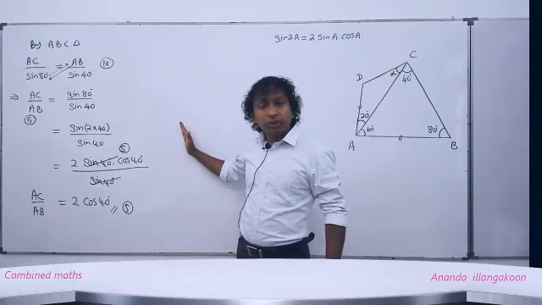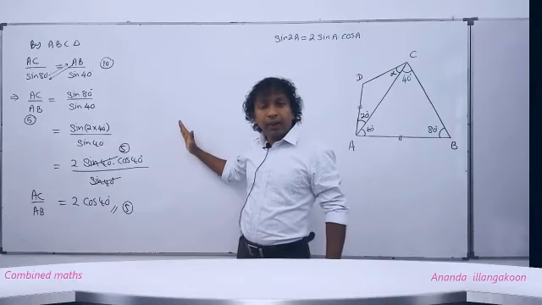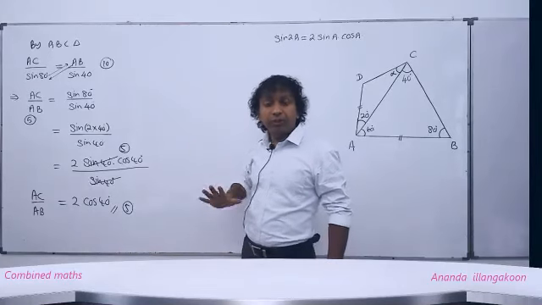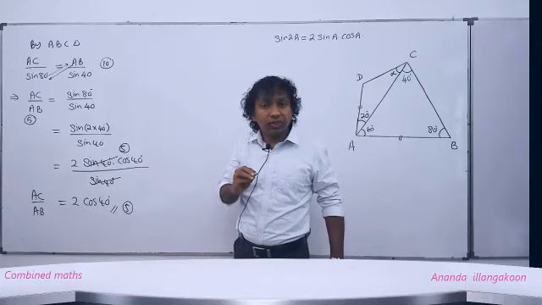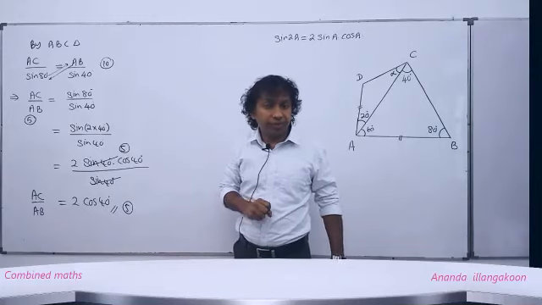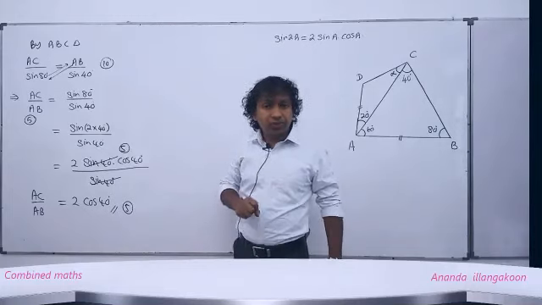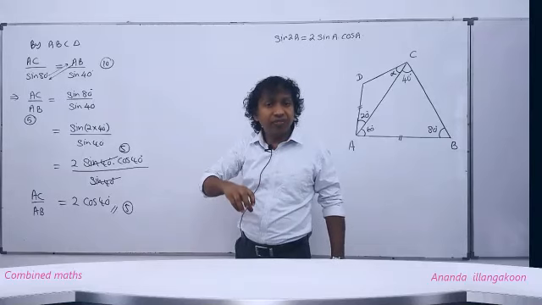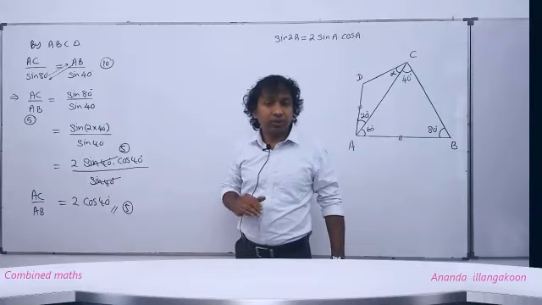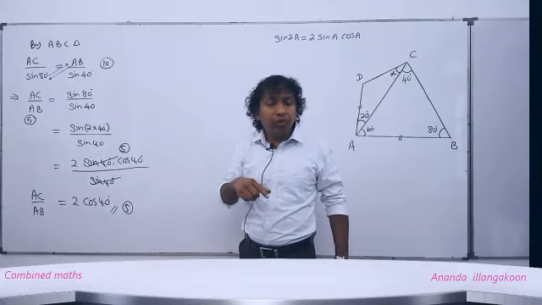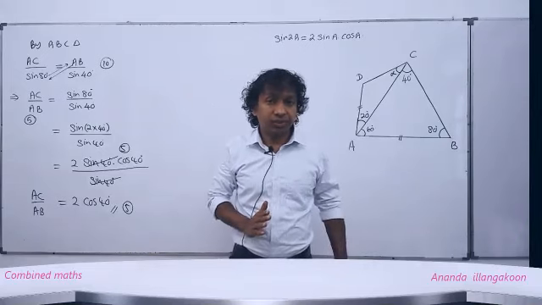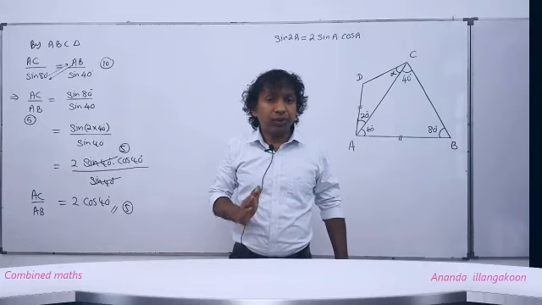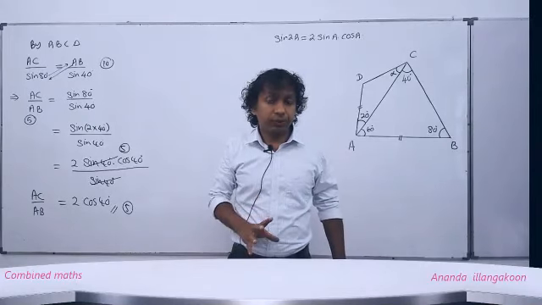20 marks, you meaninglessly drop. Then there are 5 questions in part B. For every question, if you lose like this, 20 into 5 means 100. Suppose because of some other errors, another 50 marks you lose. Then because of your negligence, approximately 150 marks you will lose.